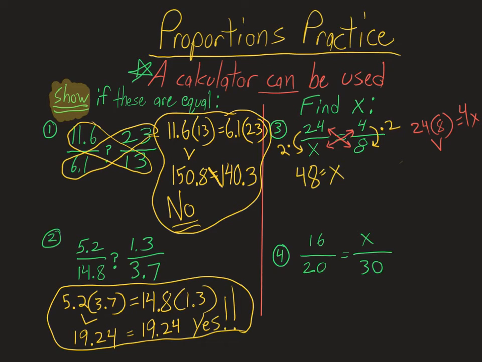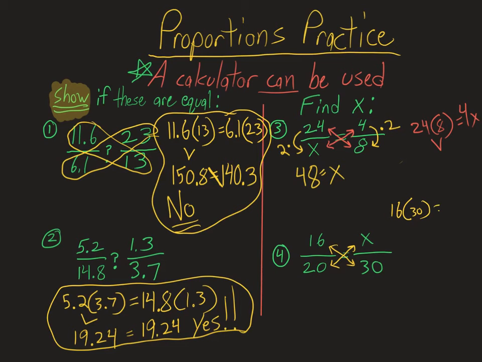All right, last one. I'm looking and there's nothing here. 20 to 30 is not an easy multiple. It's not a whole number. I'm looking here, 16 to 20. Top to bottom is also not a multiple I can use. It's not a whole number. So that means I'm gonna have to go with this cross multiply. I'm gonna use my calculator. The multiples are not whole numbers, so a calculator might be helpful. 16 times 30.